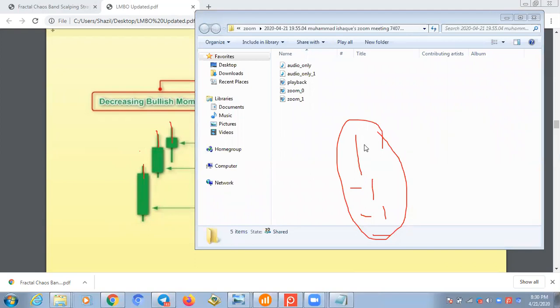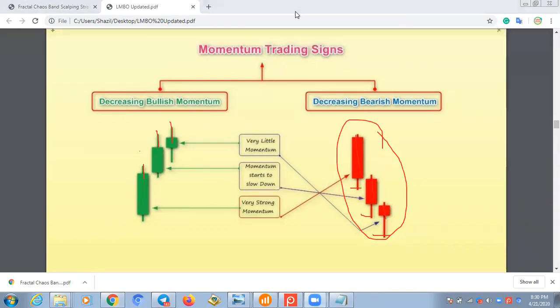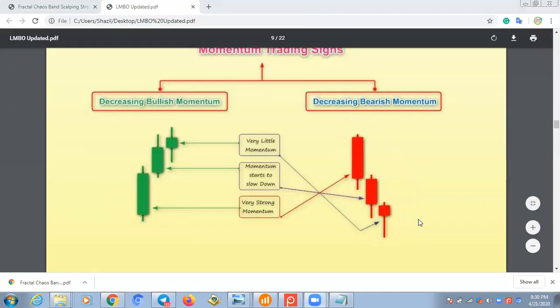This is a sign of decreasing momentum. Okay, so very strong momentum. This candle shows very strong momentum. Momentum starts slowing down. Very little momentum. So this is the sign of how momentum is decreasing. Now we go to the next slide. In the next slide, I will tell you how we can predict it and how we can take the setup.